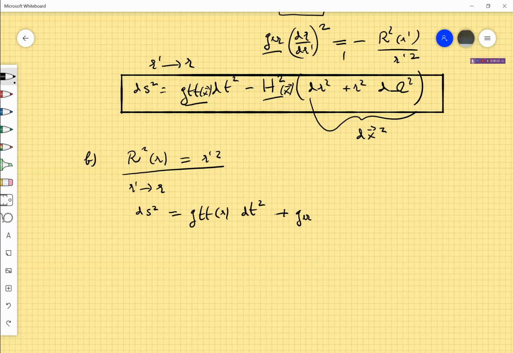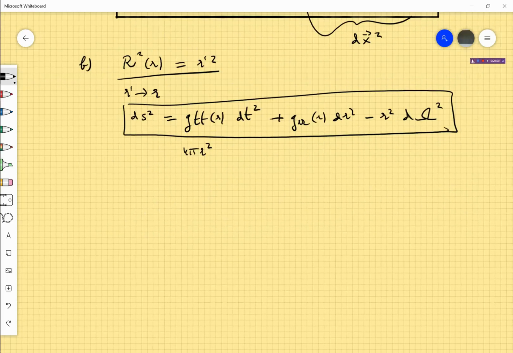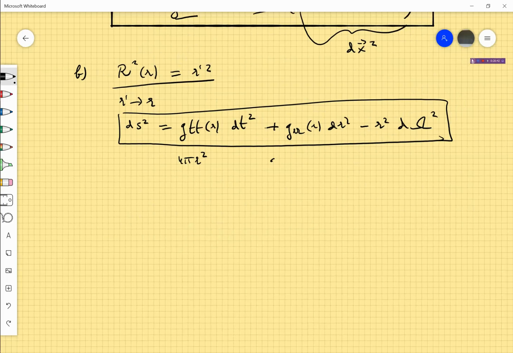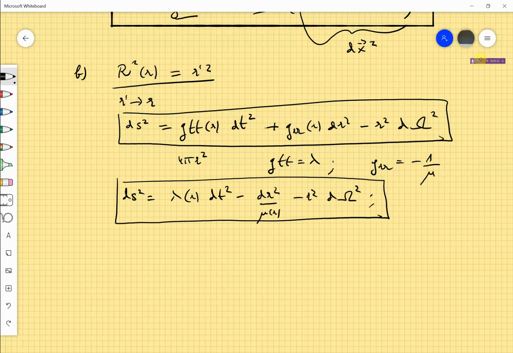Then plus GRR of r dr squared minus r squared. And this is directly the coordinate, not a function of the coordinate. And the meaning is, as we have said, that the area of the surfaces of constant t and constant r is just 4 pi r squared. We will use this form of the metric, but we will call GTT lambda because it is shorter, and GRR we'll call it 1 over mu. So the metric in this form will be lambda of r dt squared minus dr squared divided by mu of r minus r squared d omega squared. And this is much simpler than the original metric, of course.